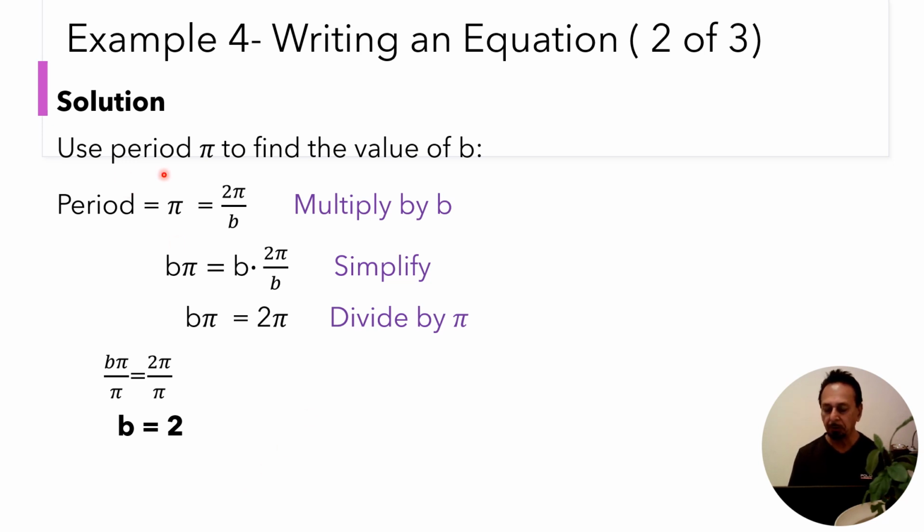So the period is pi, so we're going to use that one to find the value of b. So we write period is equal to pi, and the formula for the period is 2 pi over b. So now to find b, multiply both sides by b. So it becomes b times pi equals b times 2 pi over b. b cancels. You get b times pi is equal to 2 pi. Now divide by pi. So it becomes b times pi over pi equal to 2 pi over pi. Pi's cancel, b is equal to 2.